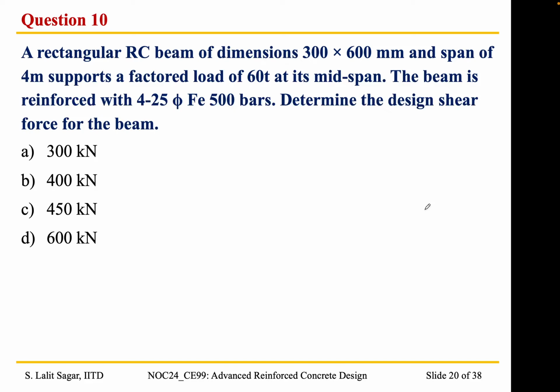Yes, we will start with more rigorous and involved numericals now. First we are going to be dealing with the design for shear force, then we are going to design for torsion. As per question 10, we consider a rectangular RC beam of dimensions 300 mm by 600 mm and having a span of 4 meters. The beam supports a factored load of 60 ton at its midspan. The beam is reinforced with 4 bars of 20 mm diameter of Fe 500 grade. What would be the design shear force for the beam? Kindly take 1 minute and let me know what would be the correct answer.